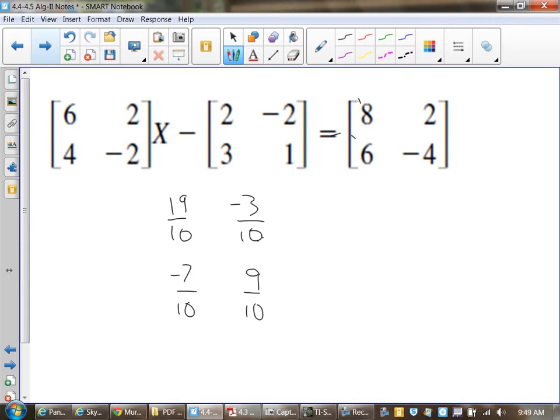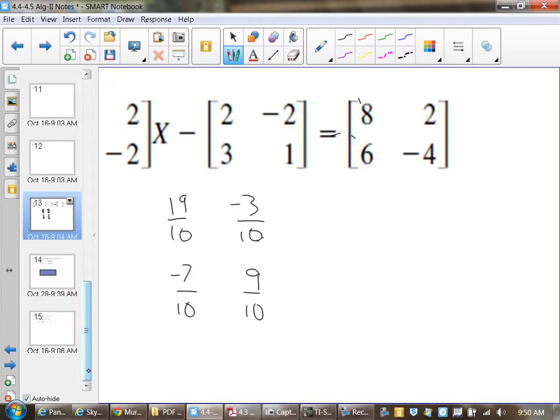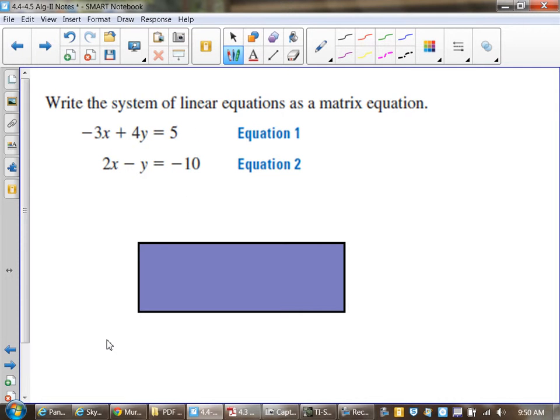Now, what do you think this is going to allow us to be able to do eventually? This is going to allow us to solve systems. Let me show you a quick example. What I'd like you to do real quick with this example is create a coefficient matrix and a solution matrix.